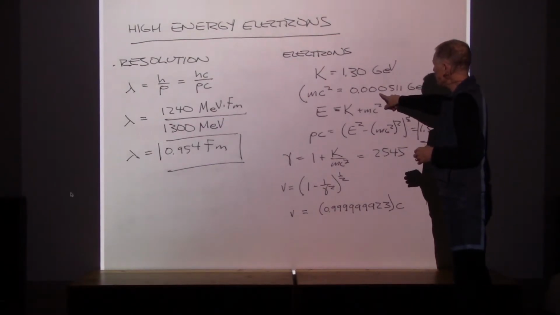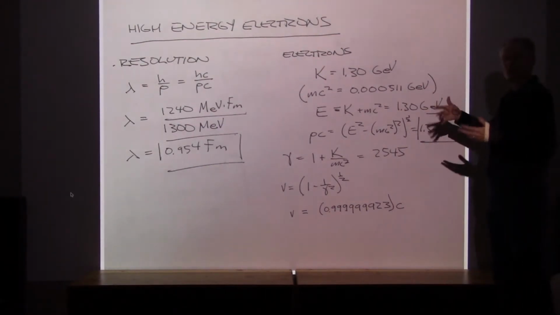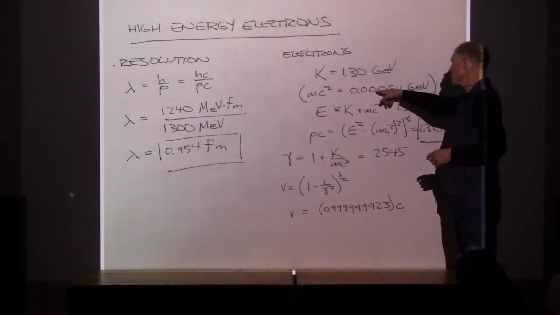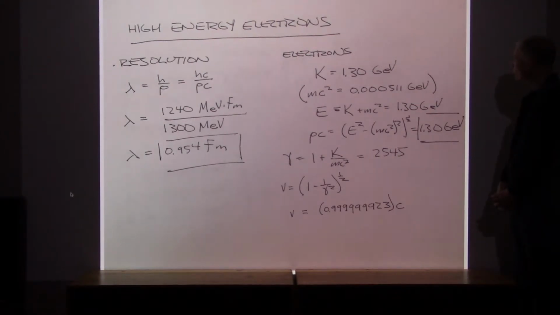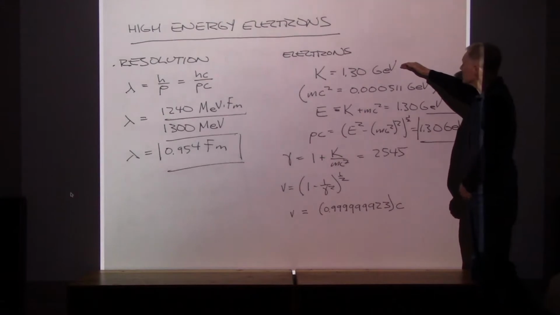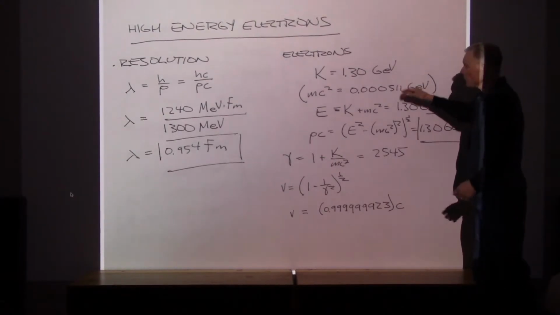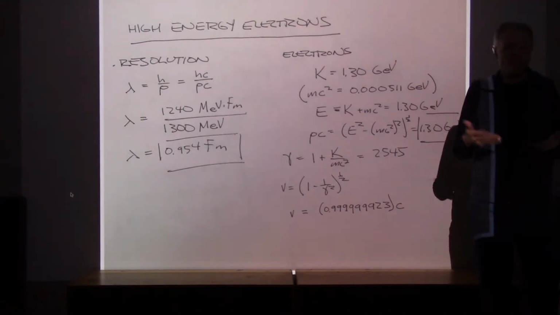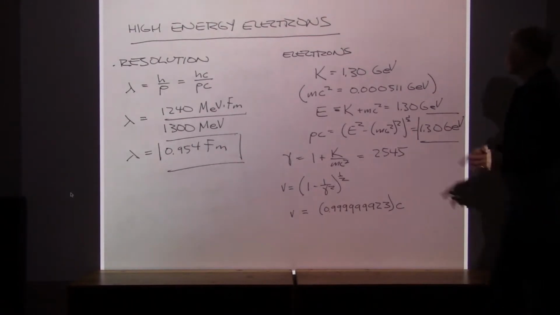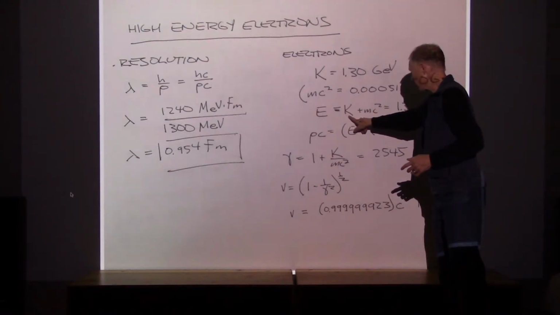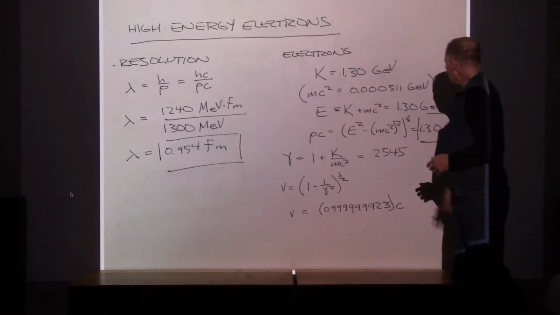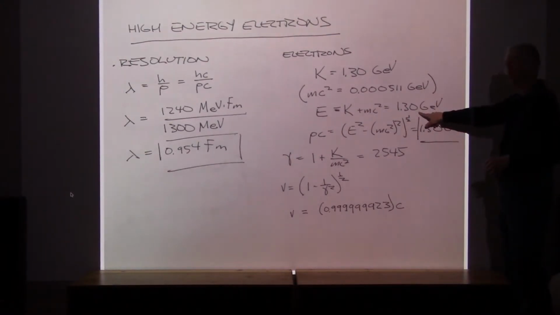Now the mass energy of the electron in GeV is 0.000511. So that's really small. And so the kinetic energy is now so large that the mass contribution is basically negligible. So if we were to calculate the total energy of those electrons, that would be kinetic energy plus mc squared, and it still rounds off to 1.30 GeV.